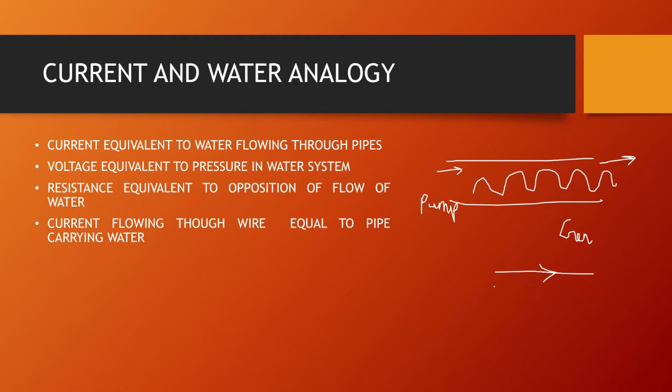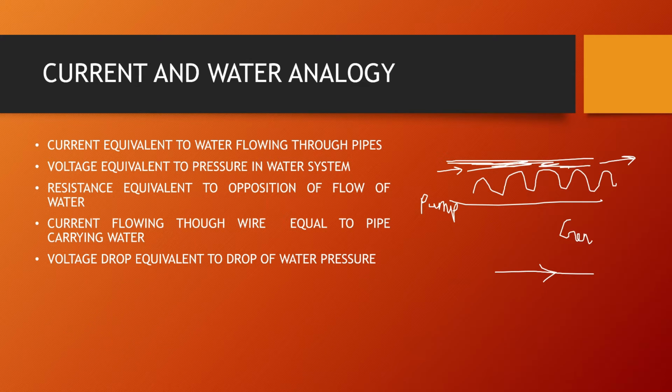Now let's say that there is some obstruction or some garbage inside this pipe. The flow of water is going to get reduced because the pressure of the system reduces. That is equal to the voltage drop in an electrical system.